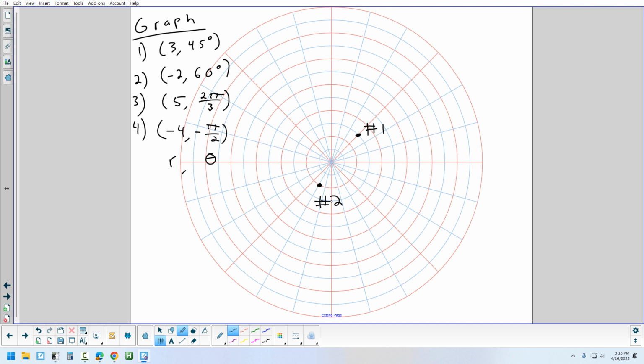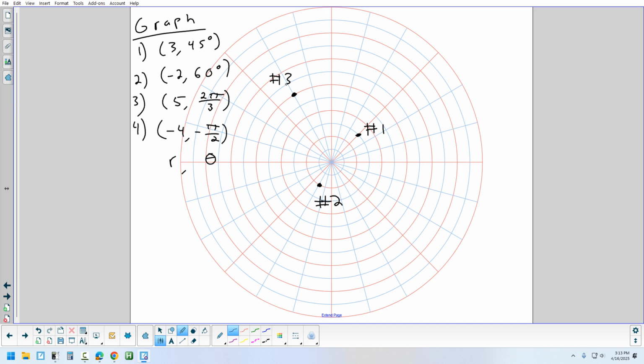So pi over 3 would be 60. It's 120. So we have to go right 5. 1, 2, 3, 4, 5. 90 plus another 30 brings me to 120. So that is number 3.